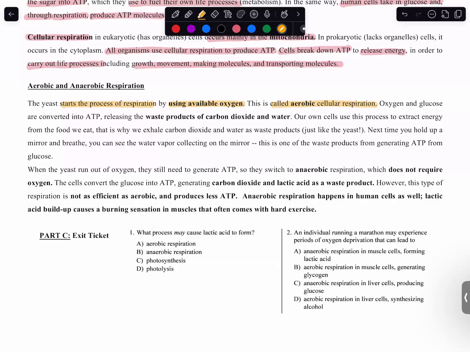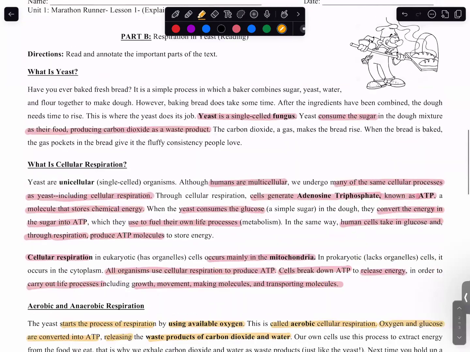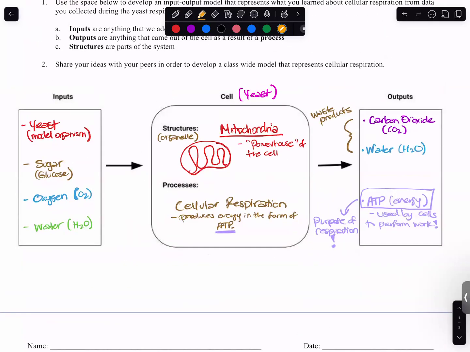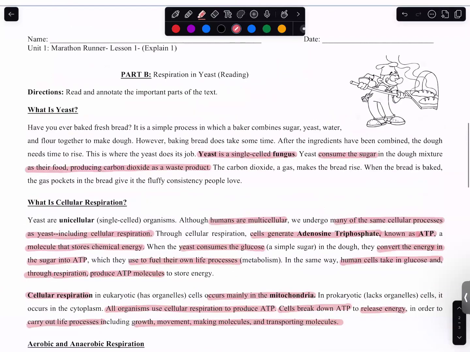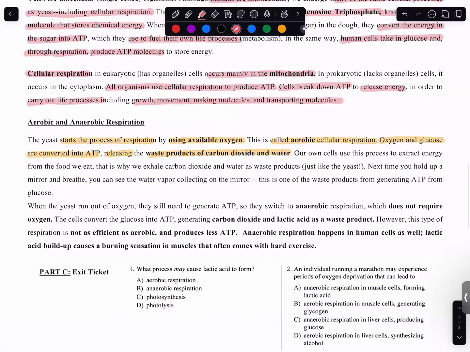They have an abundance of oxygen, okay? Oxygen and glucose are converted into ATP, releasing waste products of carbon dioxide and water, right? Just like we had in our input model here, right? We used sugar, glucose, and oxygen, and what we released as a result are the waste products of carbon dioxide and water. So that's just summing up what we literally just spoke about not too long ago.